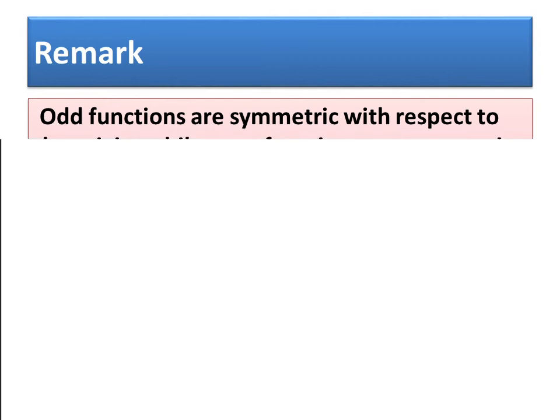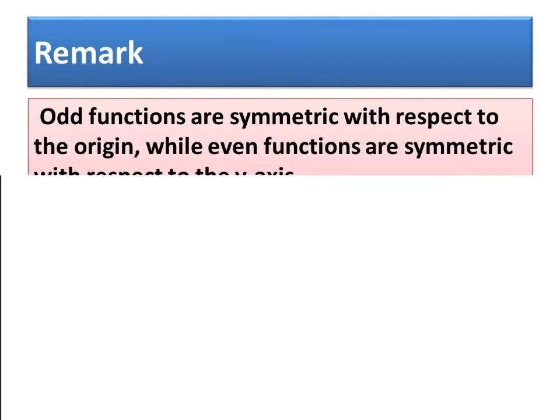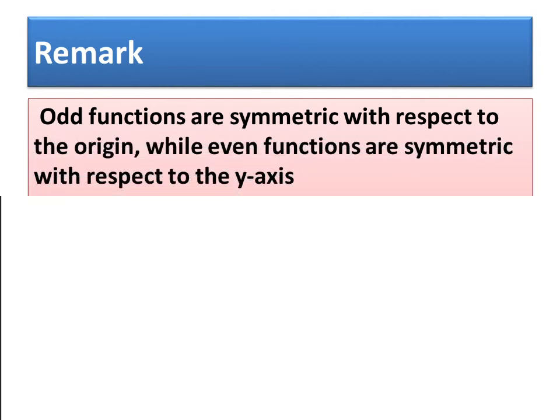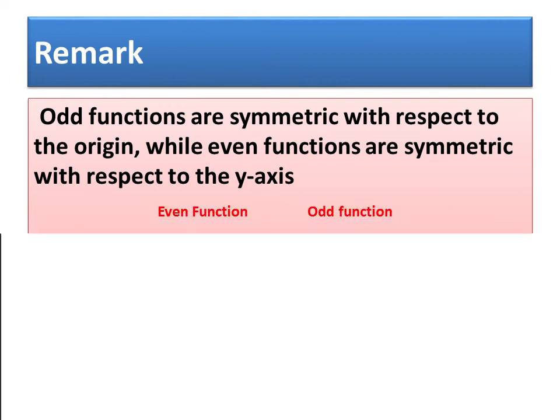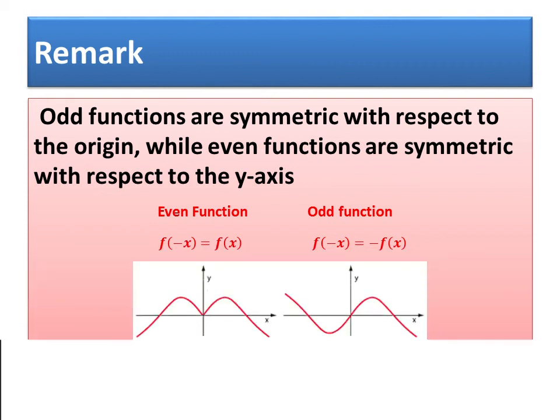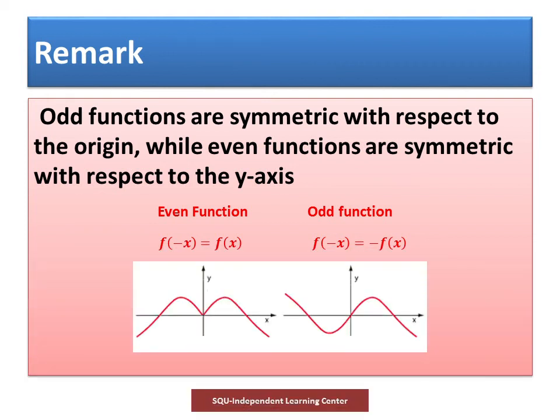And finally, we present a remark that an even function is a function which is symmetric with respect to the y-axis, while an odd function is a function which is symmetric with respect to the origin. And in front of us, we see two curves, one representing an odd function and the other representing an even function.